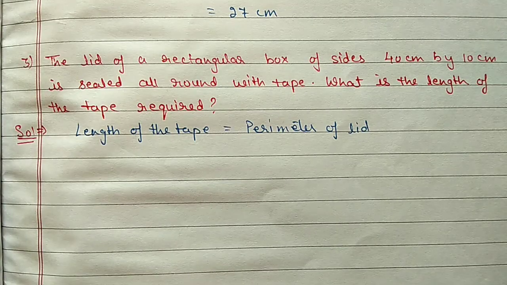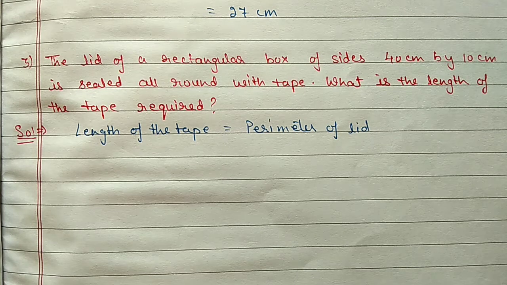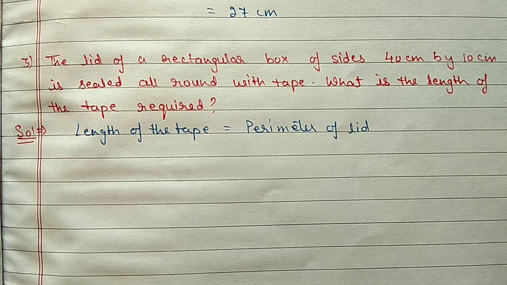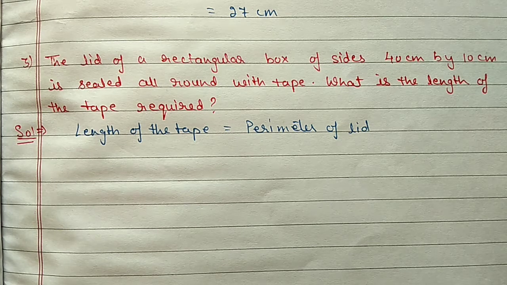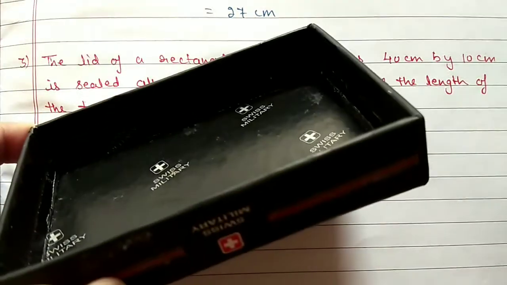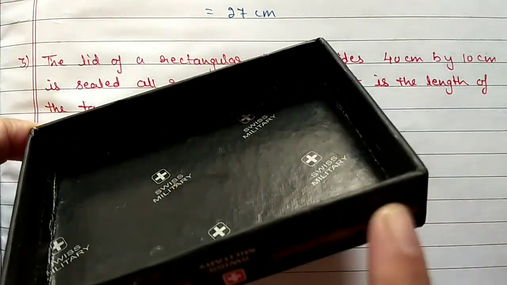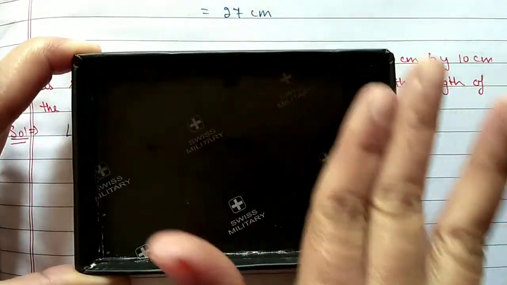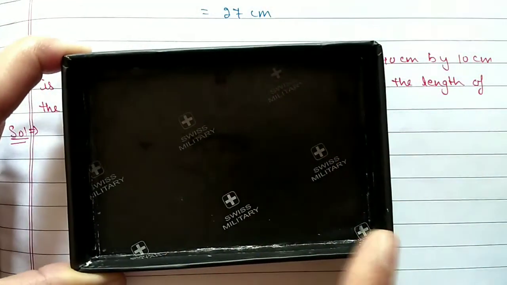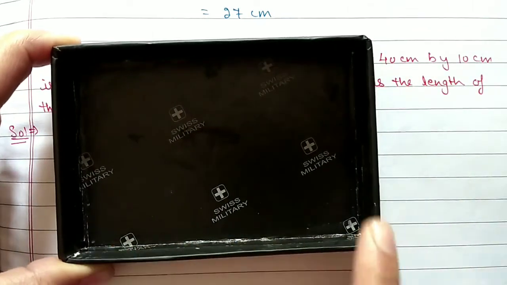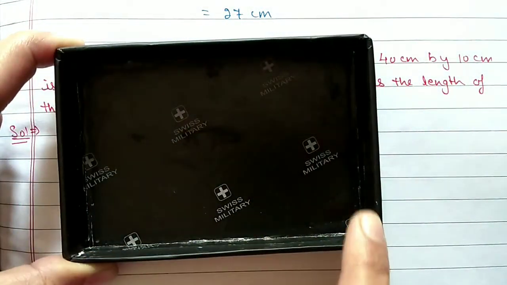Next, question number 3. The lid of a rectangular box of side 40 centimeter by 10 centimeter is sealed all around with tape. What is the length of the tape? So rectangular box means this type of box is having length, breadth, this is length, then breadth and this is the height. And this top cover we will call the lid here. And you can see this lid is a rectangle. This top is a rectangle.